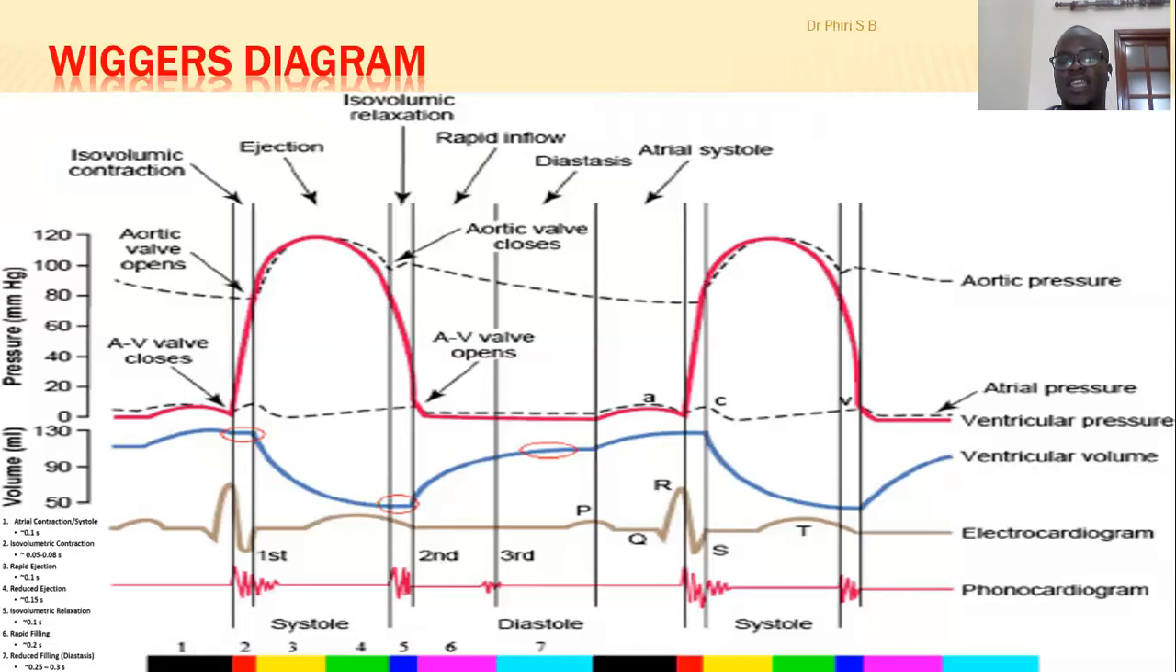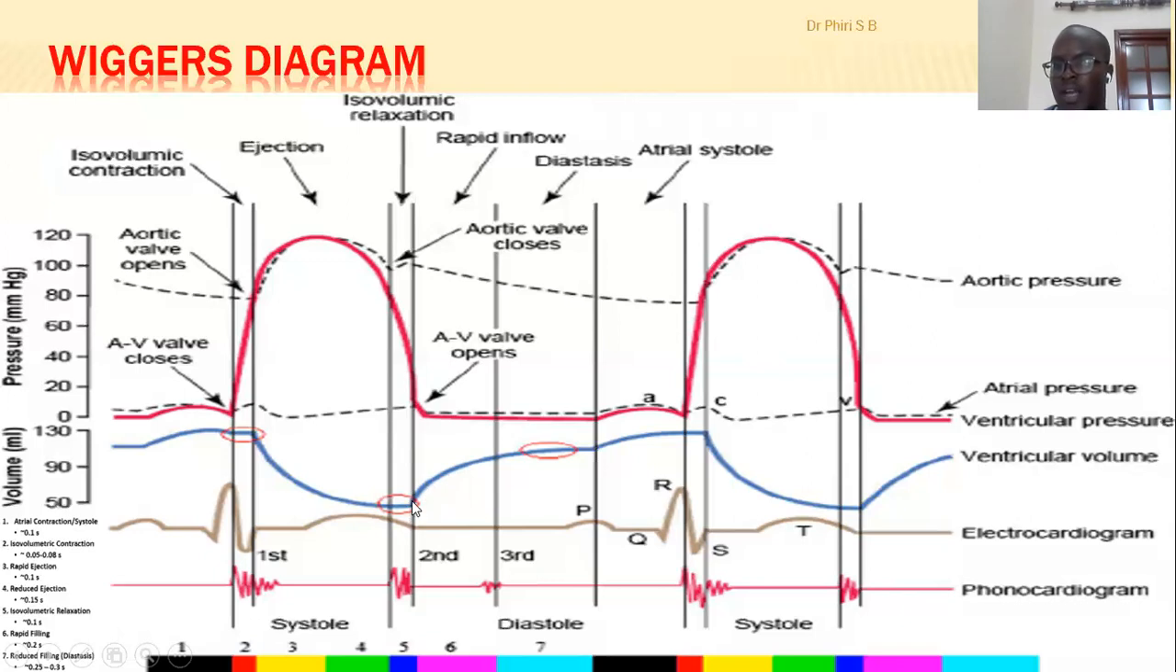Then after that, you go to phase 6, which is called the rapid filling phase. The atria now have no more venous return, and then the atrial pressure will start increasing, and that is going to force the opening of the AV valves. So you can see here that the increase in atrial pressure will cause the opening of the AV valves. Then the ventricular volume will start increasing as blood moves from the atria into the ventricles.